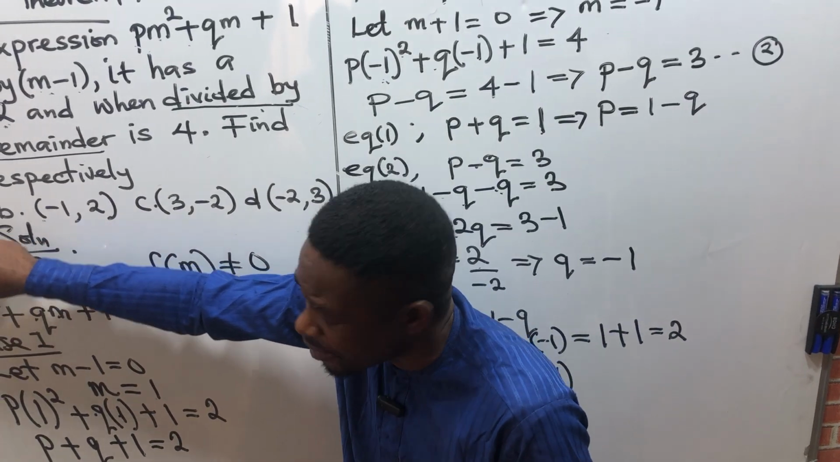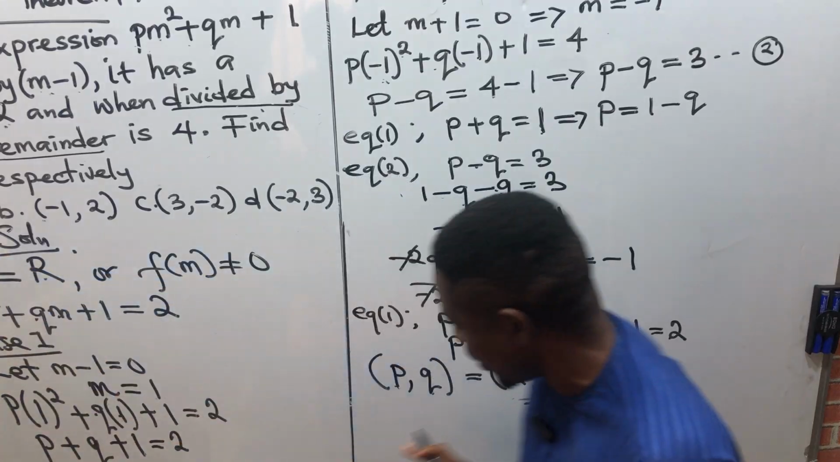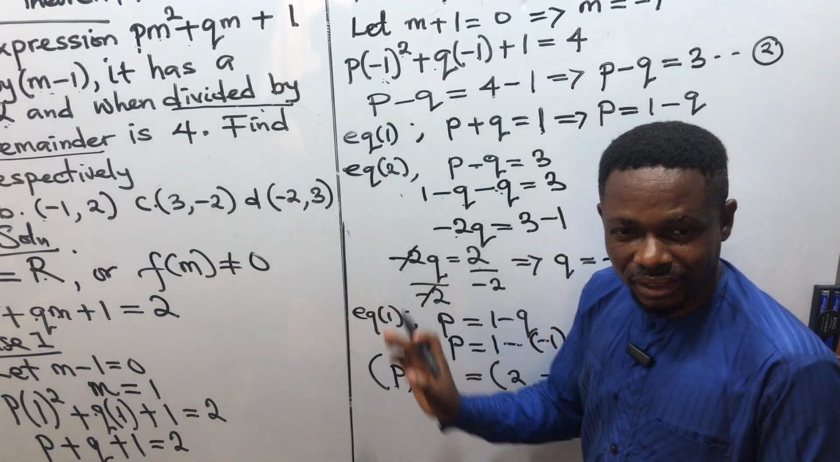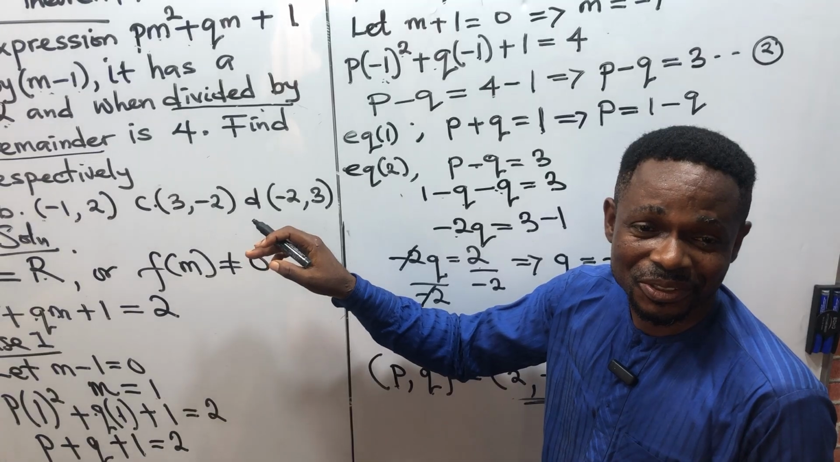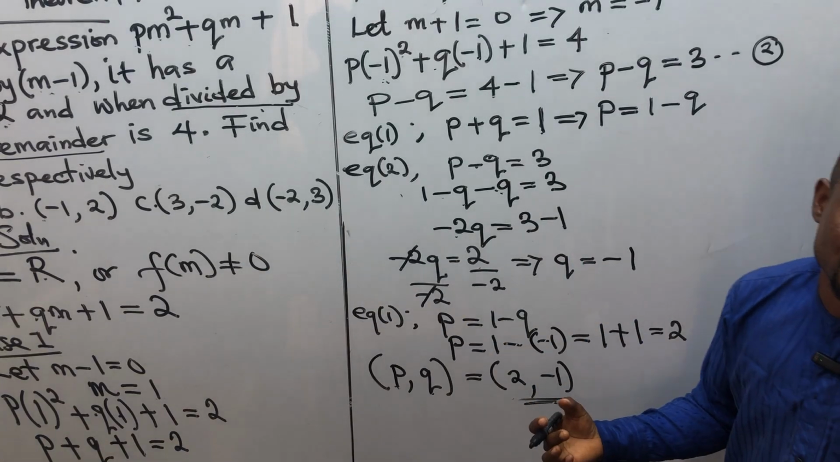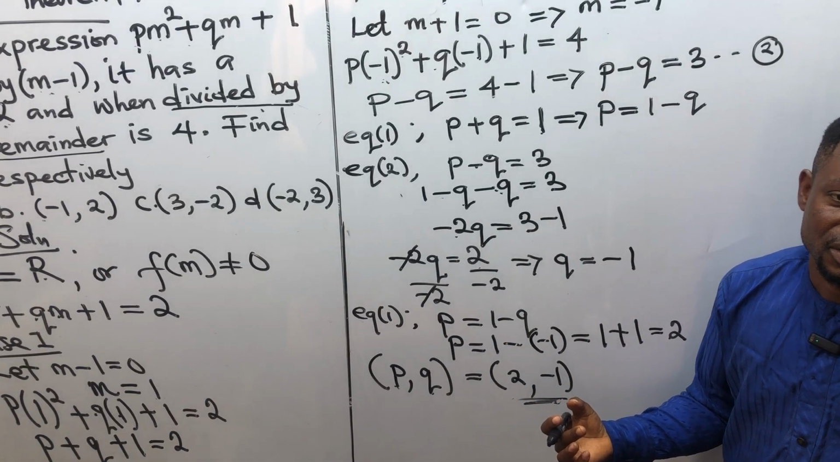But looking at it, it would have been this as the answer, but it did not appear here. So which means there is no answer in the options. Are you with me now? So this is the basic way on how to solve a remainder theorem question. Thank you so much.